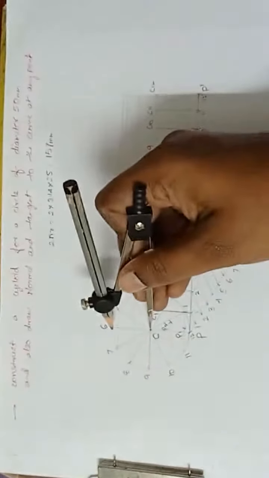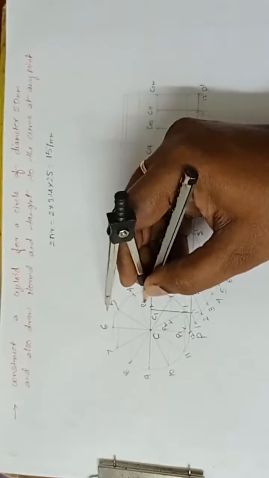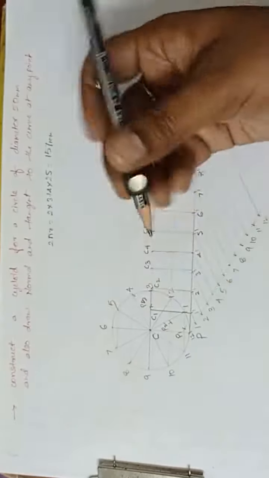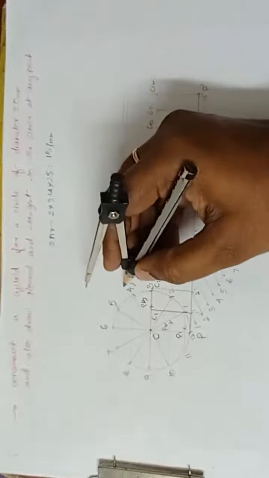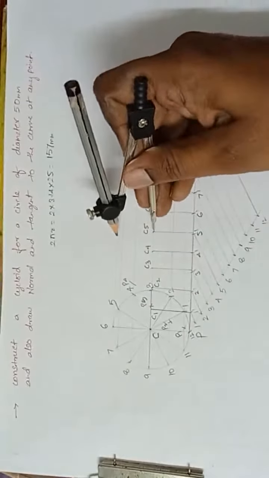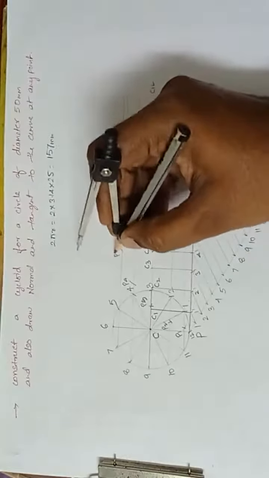Now what I'll do: take the radius, C3 as center, cut the third line. Now this is said to be P3, sorry, P3. Next, the same radius, C4 as center, cut the fourth line. This is P4. The same radius, C5 as center, cut the fifth line. This is P5.